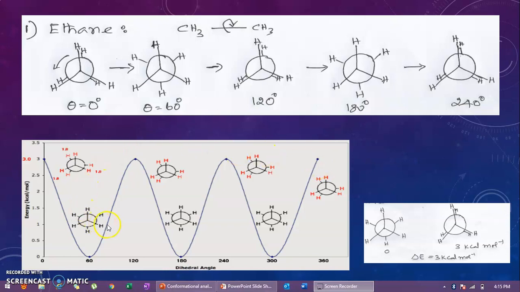Now I have told you already, the conformations having very low energy are called conformers. So here the staggered conformation of ethane is called a conformer, whereas the eclipsed conformation having higher energy is not called a conformer. The highest energy conformation, the eclipsed conformation, is called a transition state.